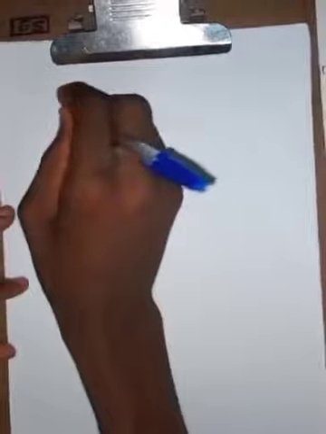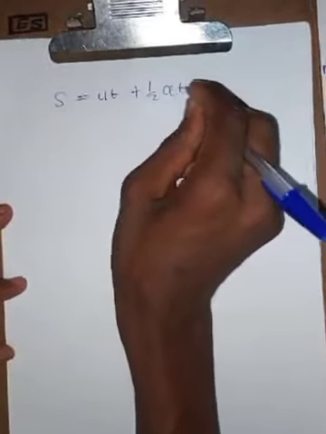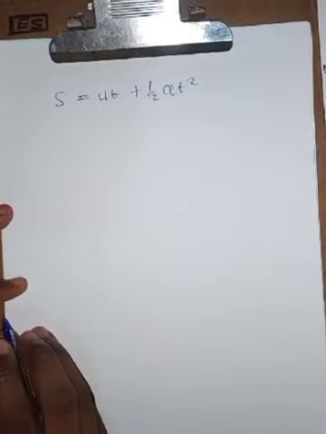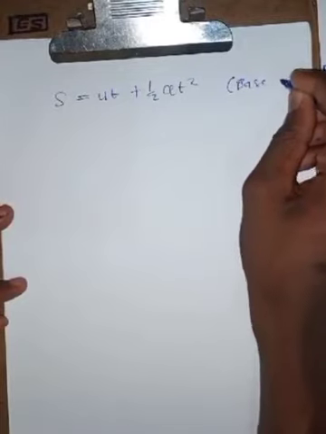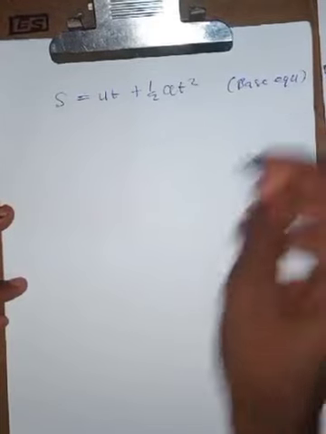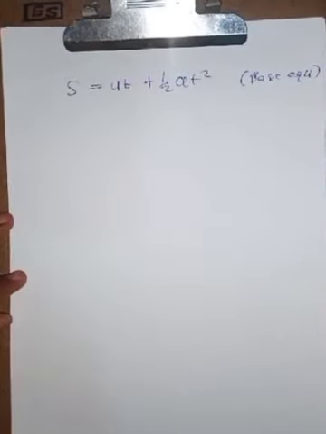So the base equation, let me put this aside. The base equation is the very common equation that we use in motion, which is S equals ut plus 1 over 2 at squared. That is the base equation, which is used almost in all kinematic questions. It's very popular, very common. So looking at it, we have something that we already know.